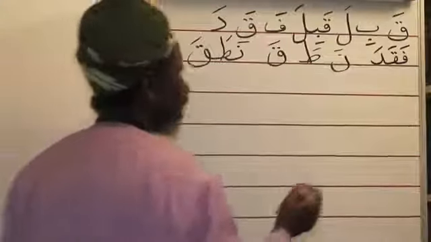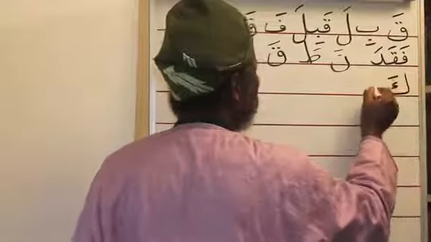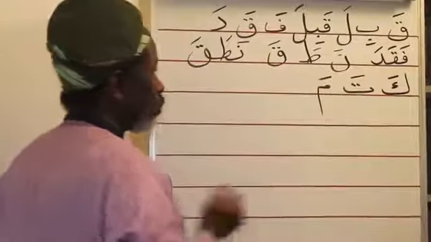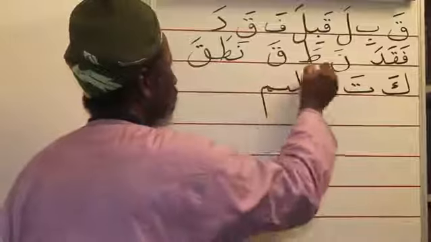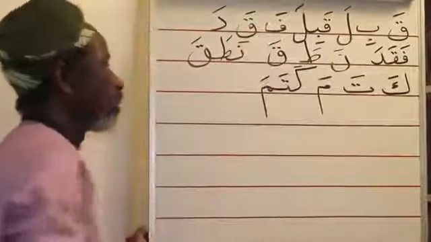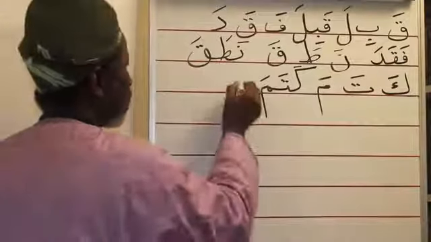Kaf at the beginning, Katama. Ka. Ta. Ma. Katama. Join. Ka. Ta. Ma. Complete your Kaf. Ka. Ta. Ma. Katama. Kaf in the middle, Sakana.